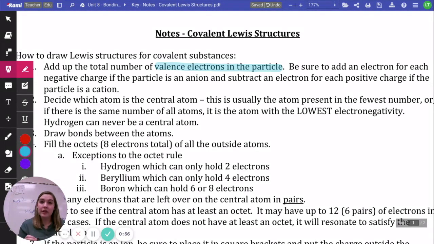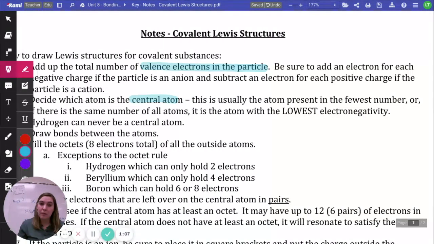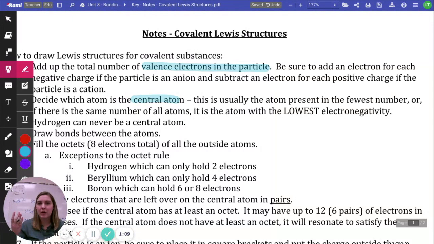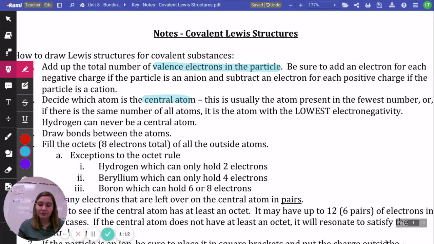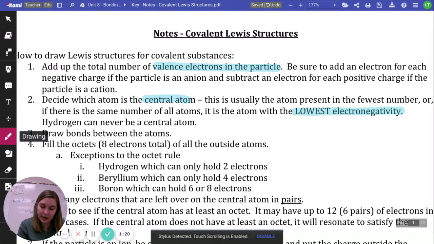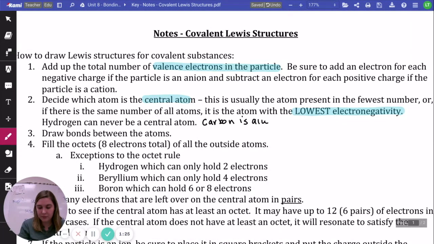Okay. Then we need to determine which atom is going to be the central atom. So who's going to be our center atom? It's kind of two ways. So typically it's going to be the one present in the fewest number. So if you only have one of one, it's probably going to be your central atom. Or it'll be the one with the lowest electronegativity. Hydrogen should never be your central atom, and carbon, if there is carbon, carbon is always the central atom. So hydrogen is never your central atom. Carbon is always the central atom.